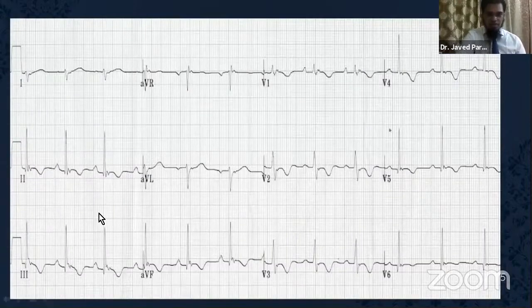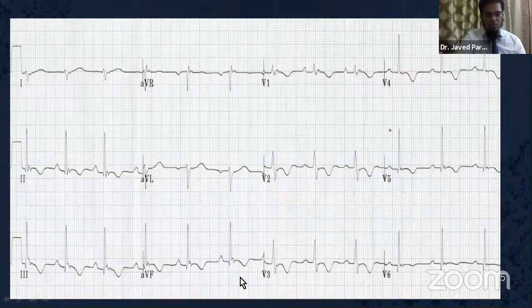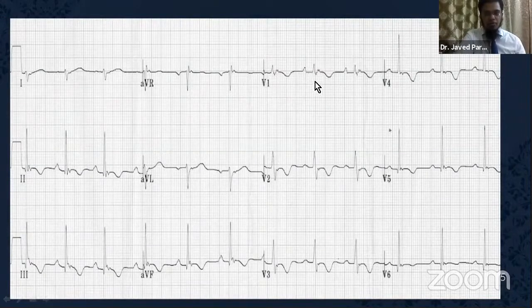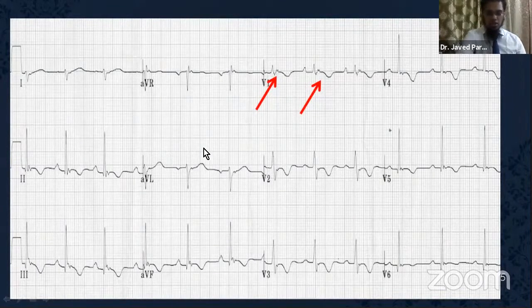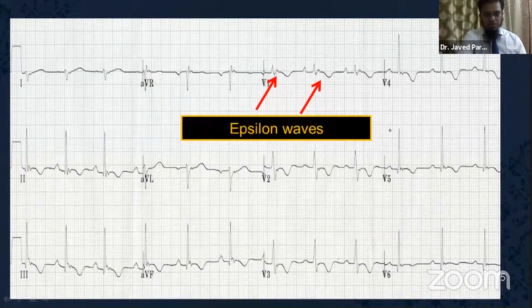So have a look at this ECG in a patient who presented to us with syncope. What you can see is the rhythm is sinus, 1:1 AV conduction, PR is normal. You have an incomplete RBBB-like pattern here. You have an R wave in V1. And what else you have is a slurred fragmentation at the end of the QRS, which is nothing but an epsilon wave. You have T wave inversion in the precordial leads. So this is nothing but ARVC.